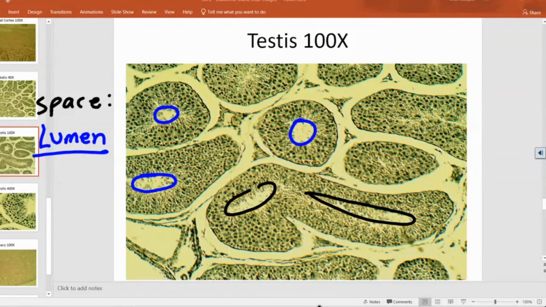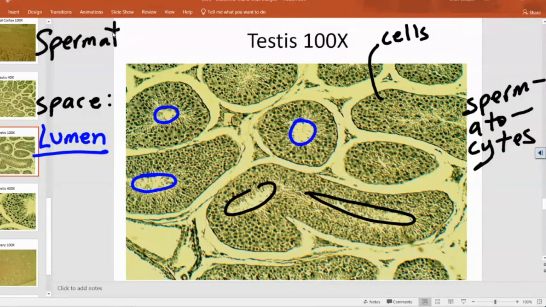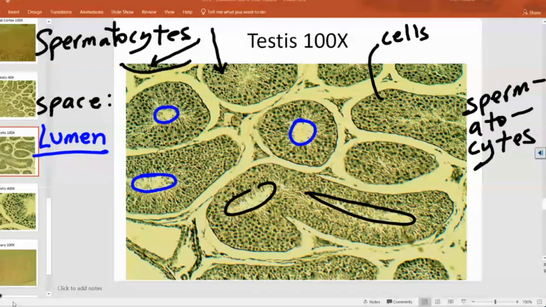All right. What are these cells? Very good. Spermatocytes. I hate to do that, but I need you to see the word up there. So let me write it over here too. Ooh, look, that's part of a seminiferous tubule right there.